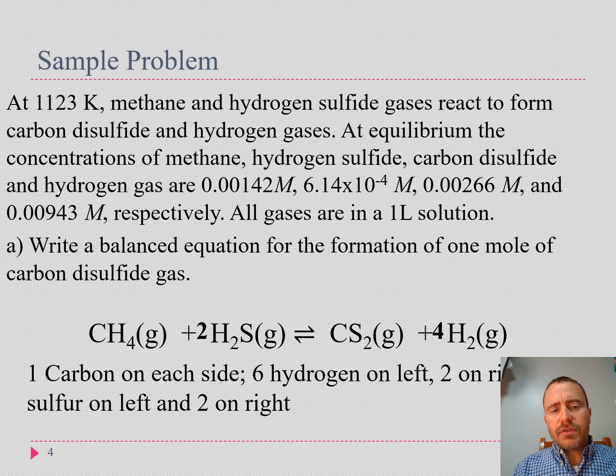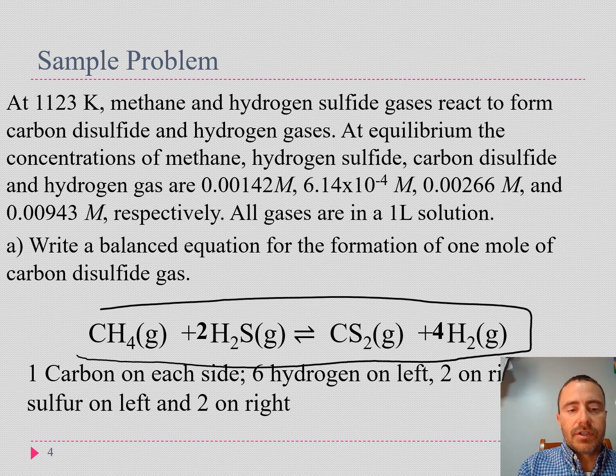All right, but the first thing that it says to do is to write a balanced equation. And so we are going to write a balanced equation for the formation of 1 mole of carbon disulfide gas. When we do that, we're going to get our balanced equation here. We need the balanced equation because we need those coefficients in order to use them in solving for our equilibrium constant. So let's flip over to the next page and see what it's going to ask us there. We're going to need these molarities somehow or another to work this problem.